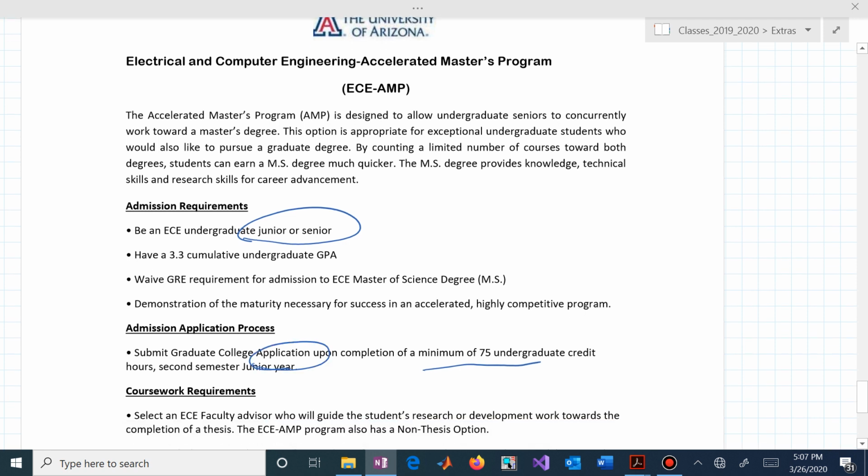You can actually apply halfway through your junior year, or when you've now completed a minimum of 75 undergraduate units. And a lot of you may be in your first semester, maybe you're in your second semester, sophomore year, when you accumulate 75 undergraduate credits, then you can apply to be in the accelerated master's program. And who is this for? This is really for anyone.